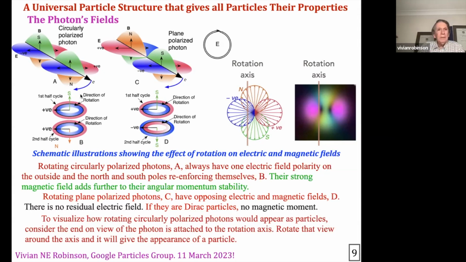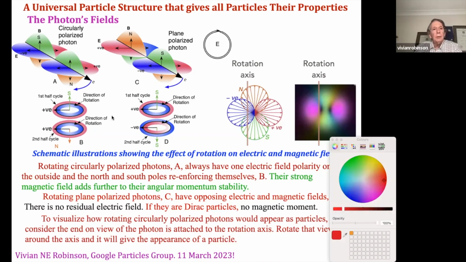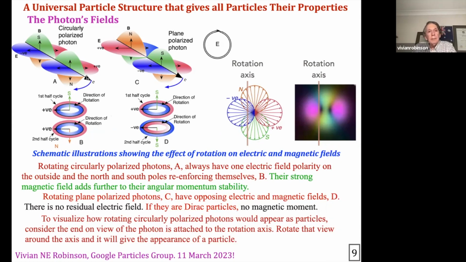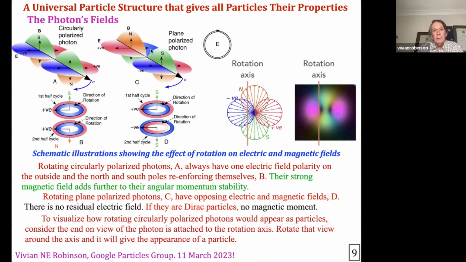And what you've got, when the photons are traveling linearly, the magnetic fields are open. When they are rotating twice per wavelength, the magnetic fields form a closed loop. I'll show you that a little bit more. And that closed loop gives extra stability to rotating circularly polarized photons than it does to rotating plane polarized photons.